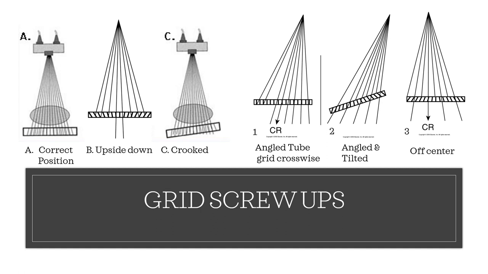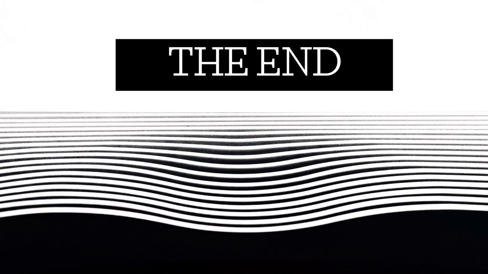Number one, the CR is angled, going across the grid crosswise. Number two, the CR is angled, and so is the grid. And three, the CR is coming down and it's off center to the grid, all causing grid lines.